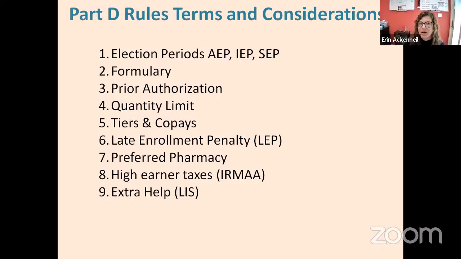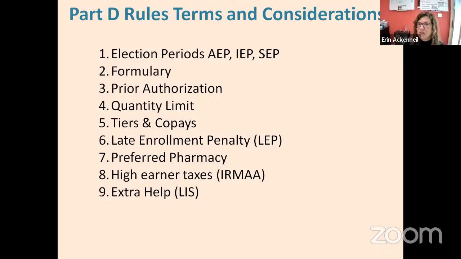The first election period I wanted to review with you is AEP, the annual election period. This happens every single year. It runs October 15th through December 7th, and changes made to prescription drug coverage during this time take effect January 1st of the following year. So beneficiaries can make changes to their drug coverage, no health questions asked, between October 15th and December 7th.